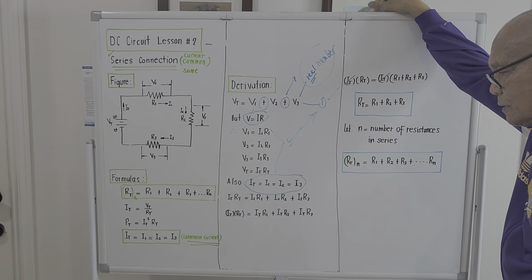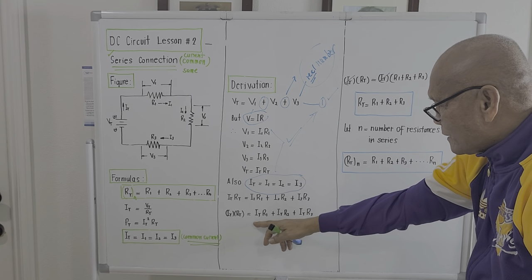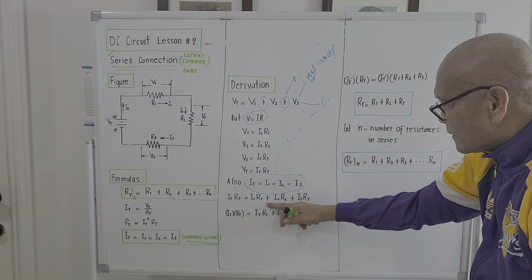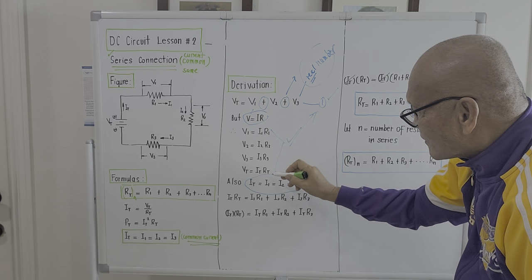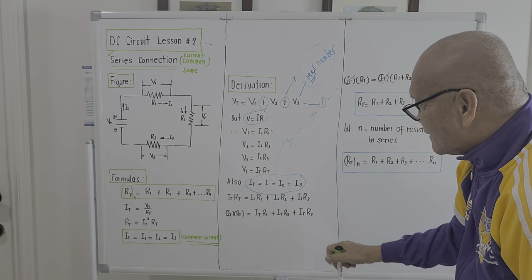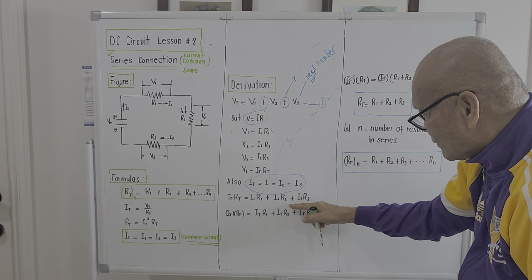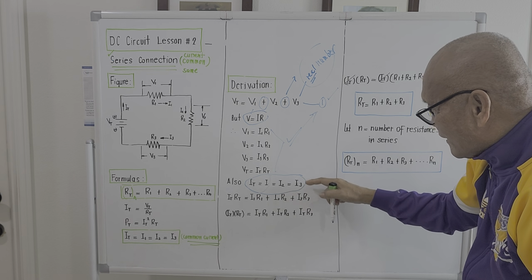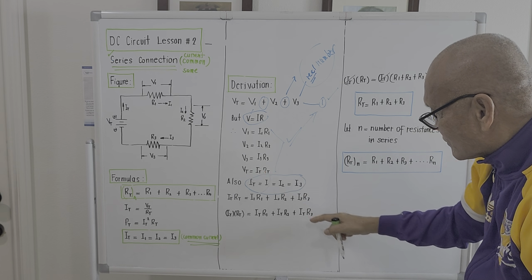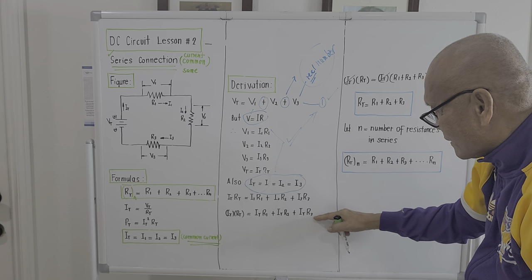So what will happen? The right hand side will be I total R1, because we get this relation here, right? And I2 is still equal to I total, so it will be I total times R2. And I3 is still equal to I total, so this will be I total times R3.